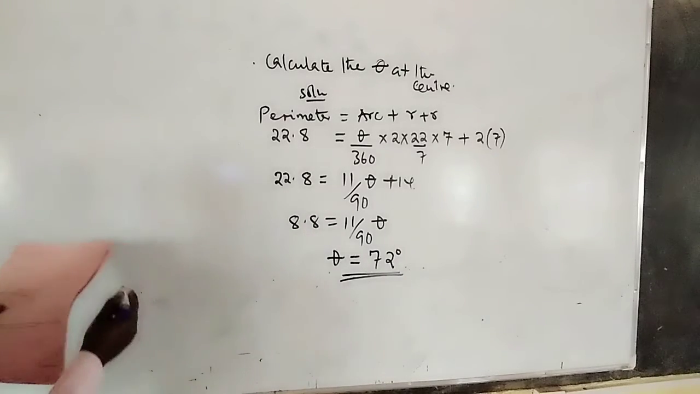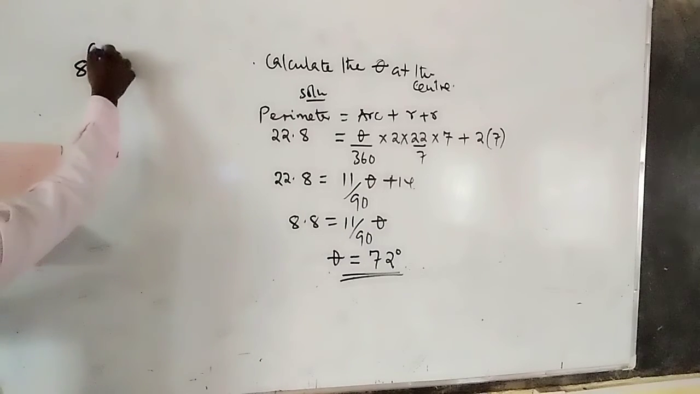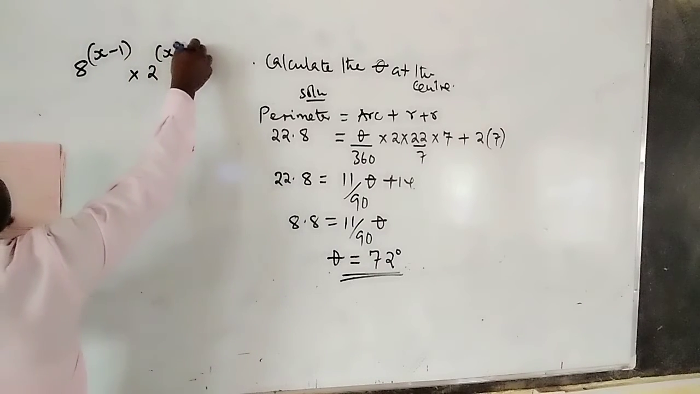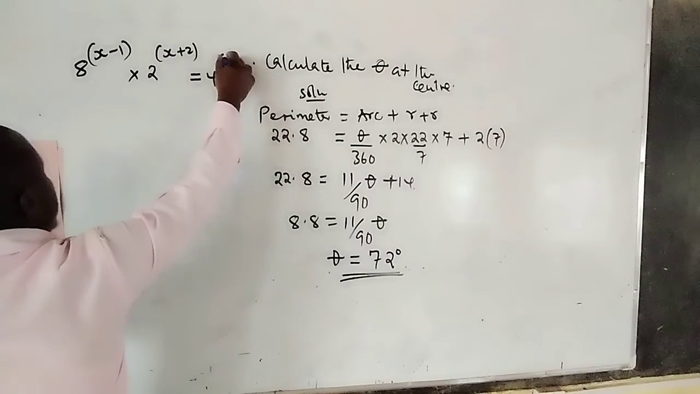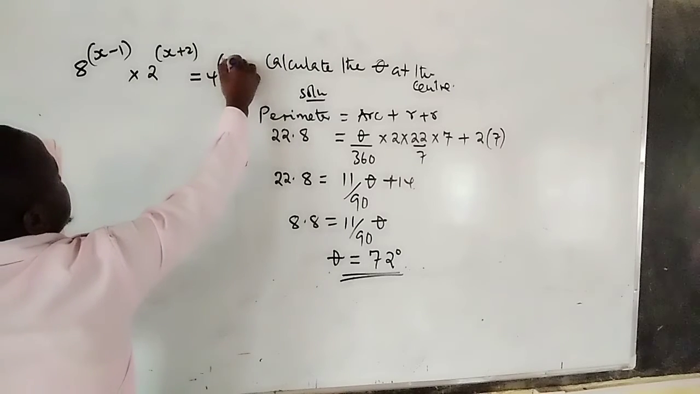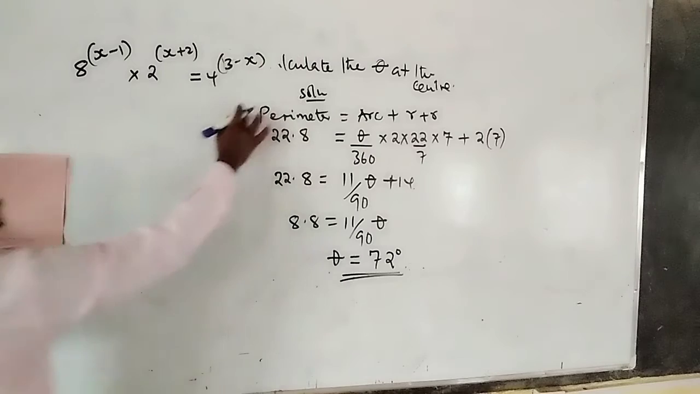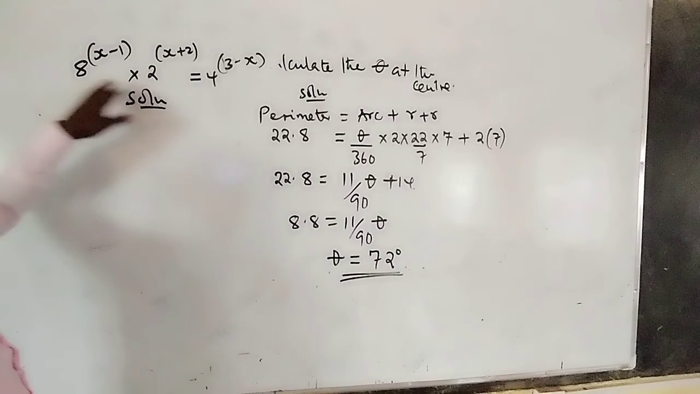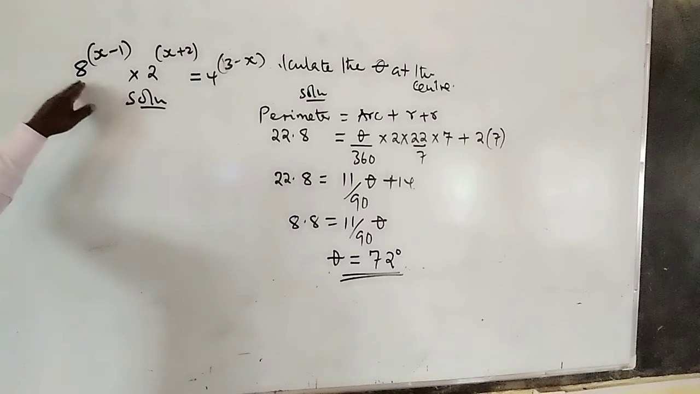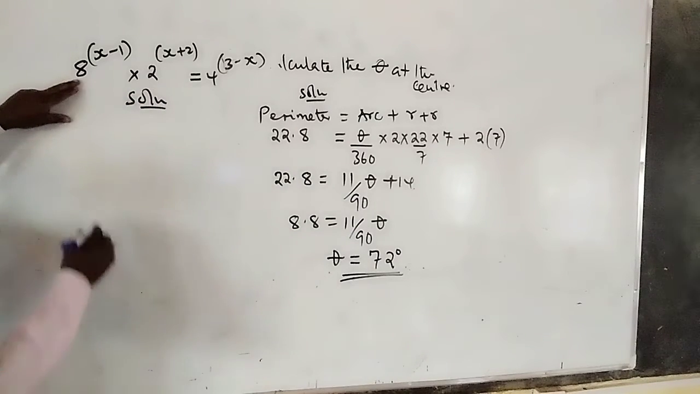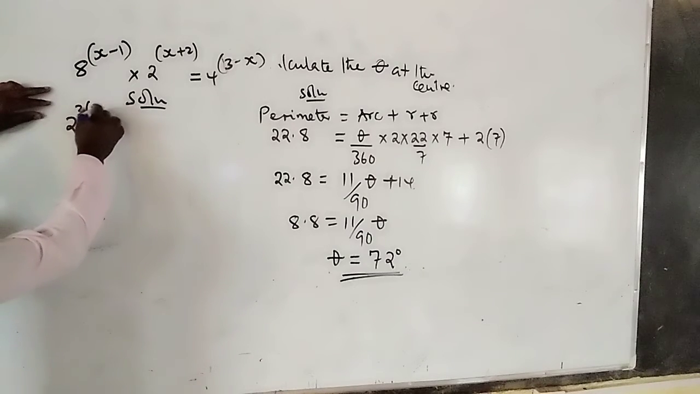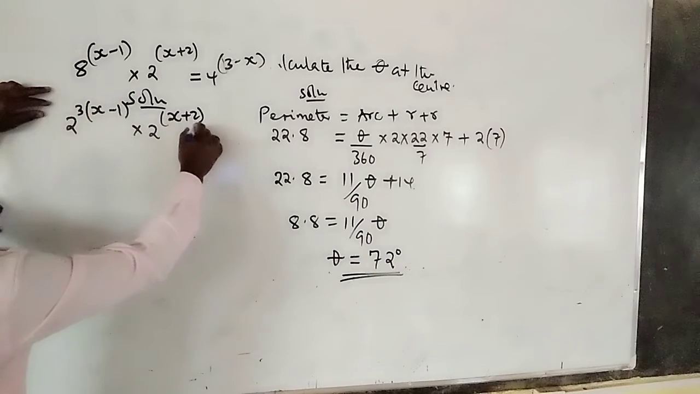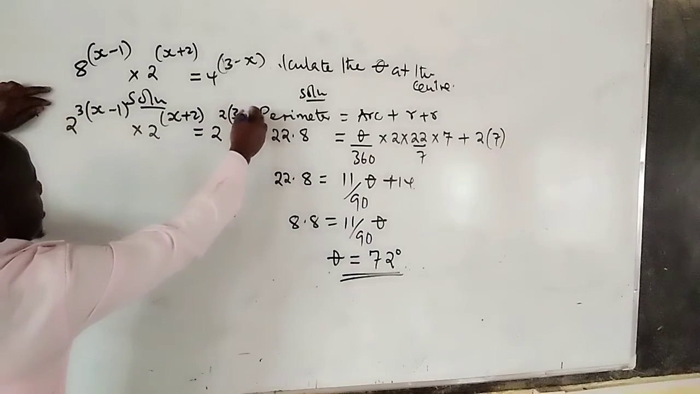Solve for x. You're given the equation 8 raised to power x minus 1 times 2 raised to power x plus 2 is equal to 4 raised to power 3 minus x. So what you do in this case, we express the numbers in the same base, and the least base into which each number can be expressed here is 2. Therefore, this becomes 2 power 3 into x minus 1, times 2 power x plus 2, is equal to 2 squared to the power 3 minus x.